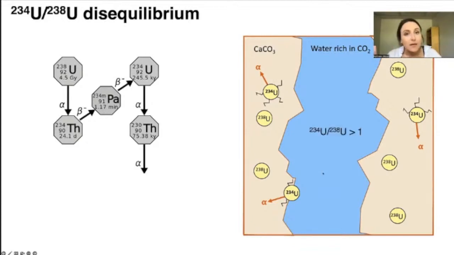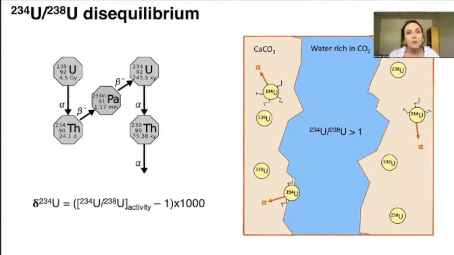As a result, the activity ratio of most fresh waters, as well as seawater, is greater than 1. And I'll also mention briefly that when we talk about uranium activity ratios, we often write it in delta notation. So that is simply delta 234 uranium, which equals the activity ratio minus 1, times 1,000. And so if the system is in equilibria, this activity ratio would be 1, and your delta 234 uranium would be 0. But anything above 0 is representative of some sort of disequilibria.